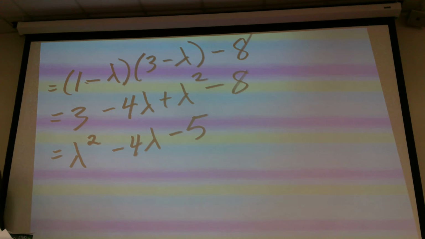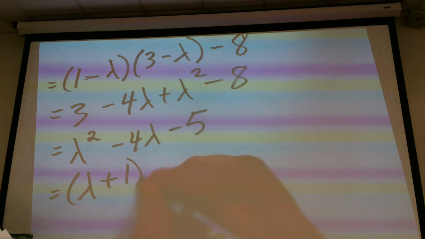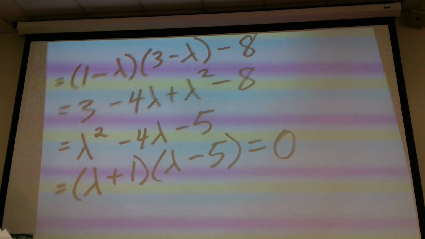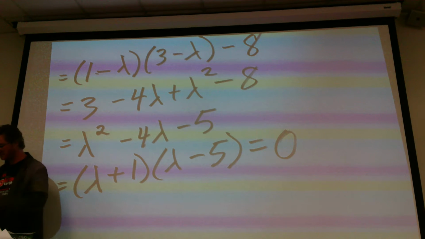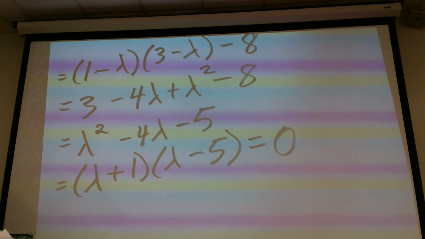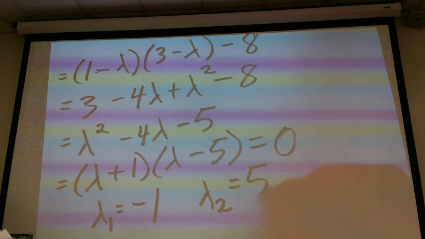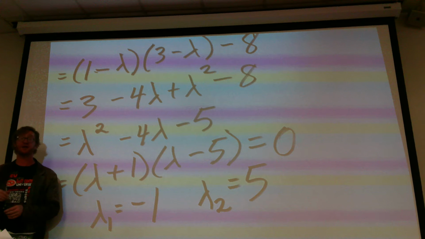Right? So that's going to become lambda plus 1 times lambda minus 5. And we're going to set that equal to 0. Okay, so what are we going to get from this? We're going to get that lambda 1 is going to equal negative 1, and that lambda 2 is going to equal 5. Okay, so those are the eigenvalues for our matrix. Okay, so that's step 1, eigenvalues.